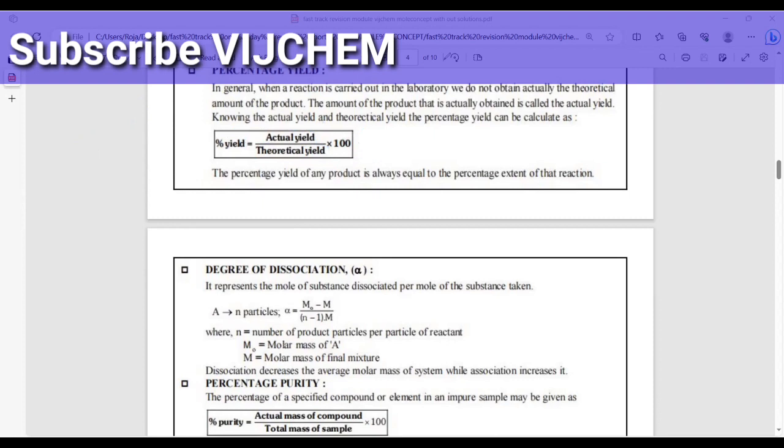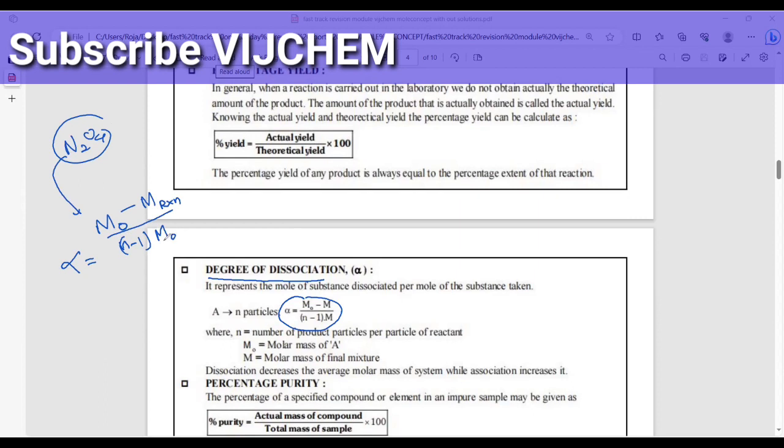Okay. Then degree of dissociation is how many moles are dissociated into further atoms. The formula is alpha is equal to (M observed, that is the theoretical value, minus M)... Here M_o means the observed molar mass, that is the theoretical value. For example, if you take N2O4, this is the calculated value. And M is the molar mass after the reaction, after the reaction is at equilibrium, then (n minus 1) divided by M_o. Okay. So, sorry, M reaction.